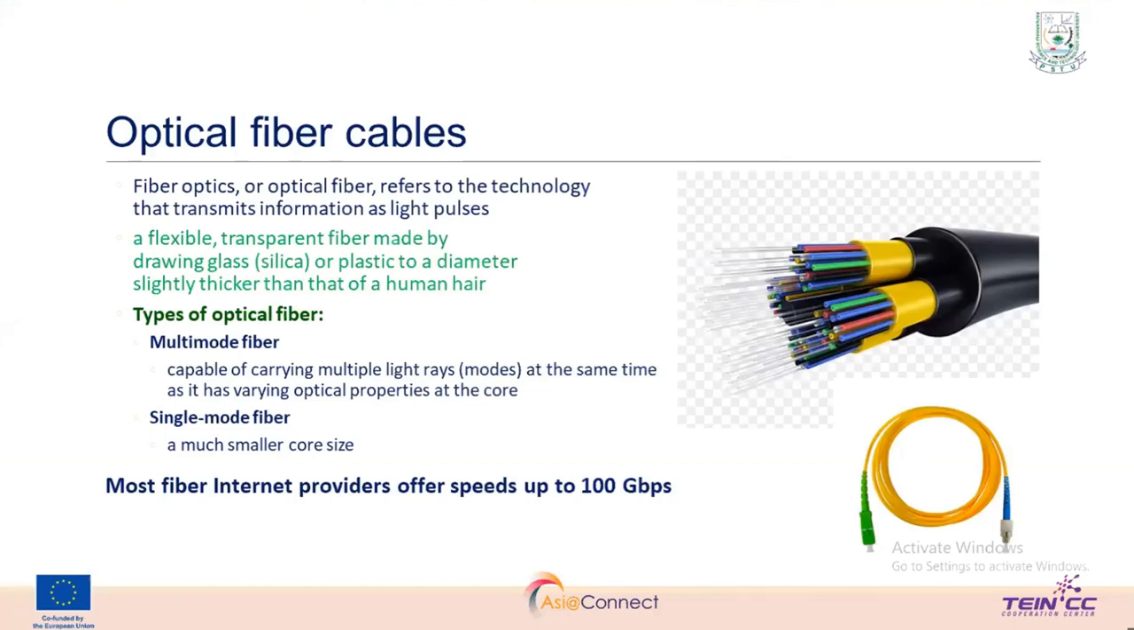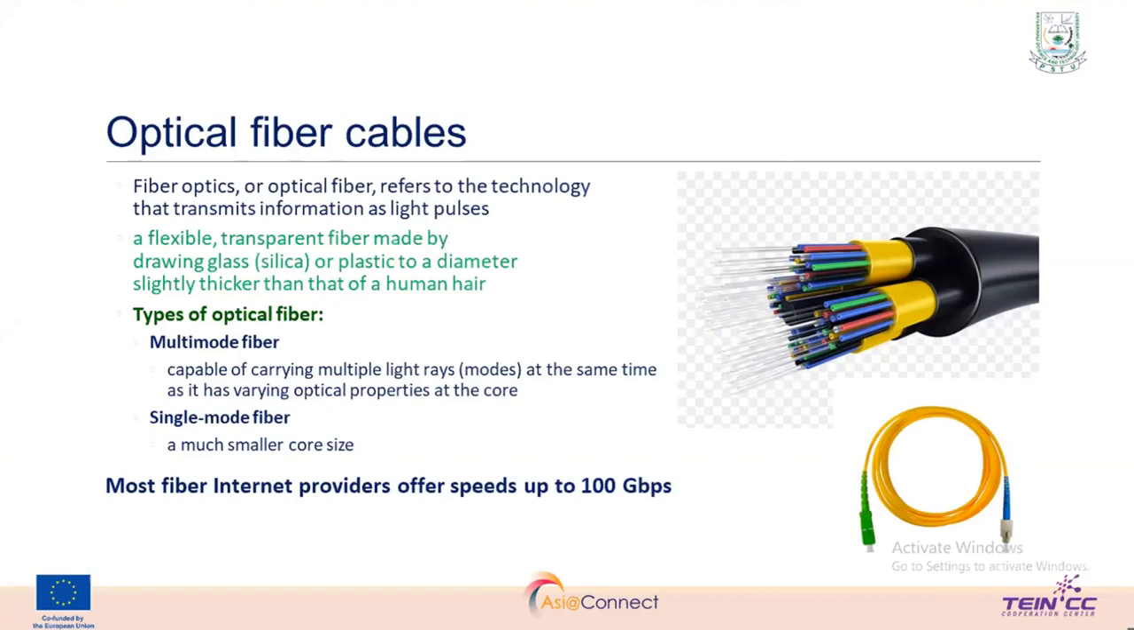It is a flexible transparent fiber made by drawing glass, silica, or plastic to a diameter slightly thicker than that of a human hair. Most fiber optic cables have a main part called the core, which is thin like a human hair.